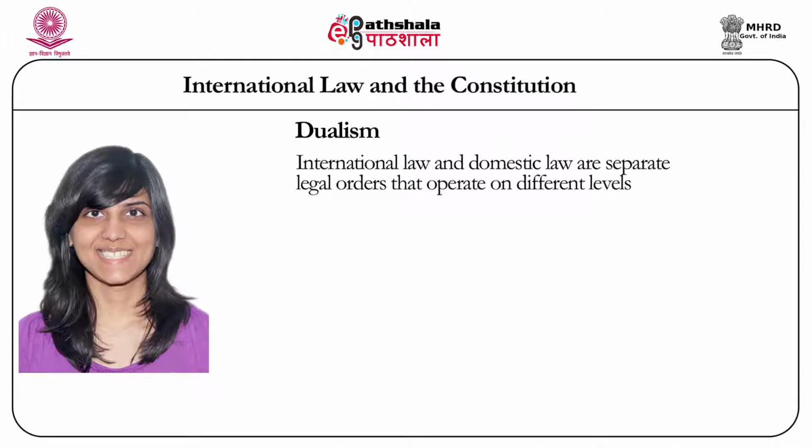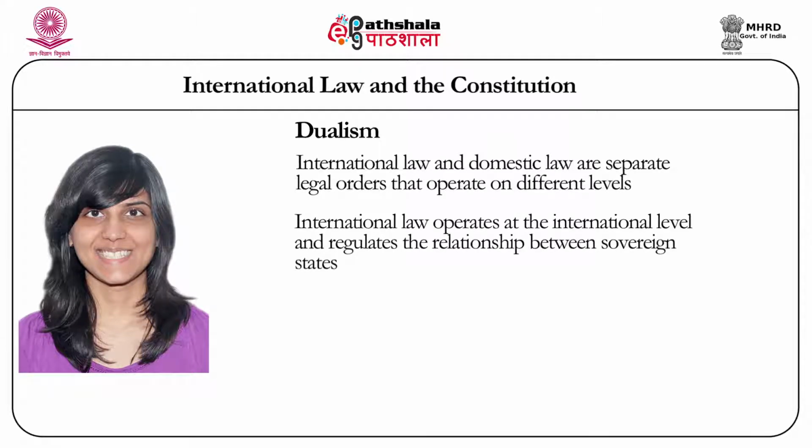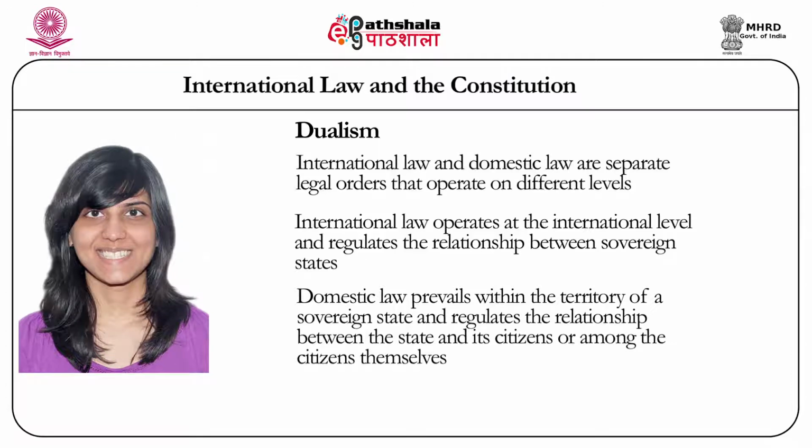Dualists argue that international law and domestic law have different spheres of operations. Hence, international law will operate at the international level and regulate the relationship between sovereign states. It is the law that is applied by international courts and tribunals, such as the International Court of Justice. Domestic law, on the other hand, is the law that prevails within the territory of a sovereign state. It is the law that regulates the relationship between the state and its citizens, or between the citizens themselves.